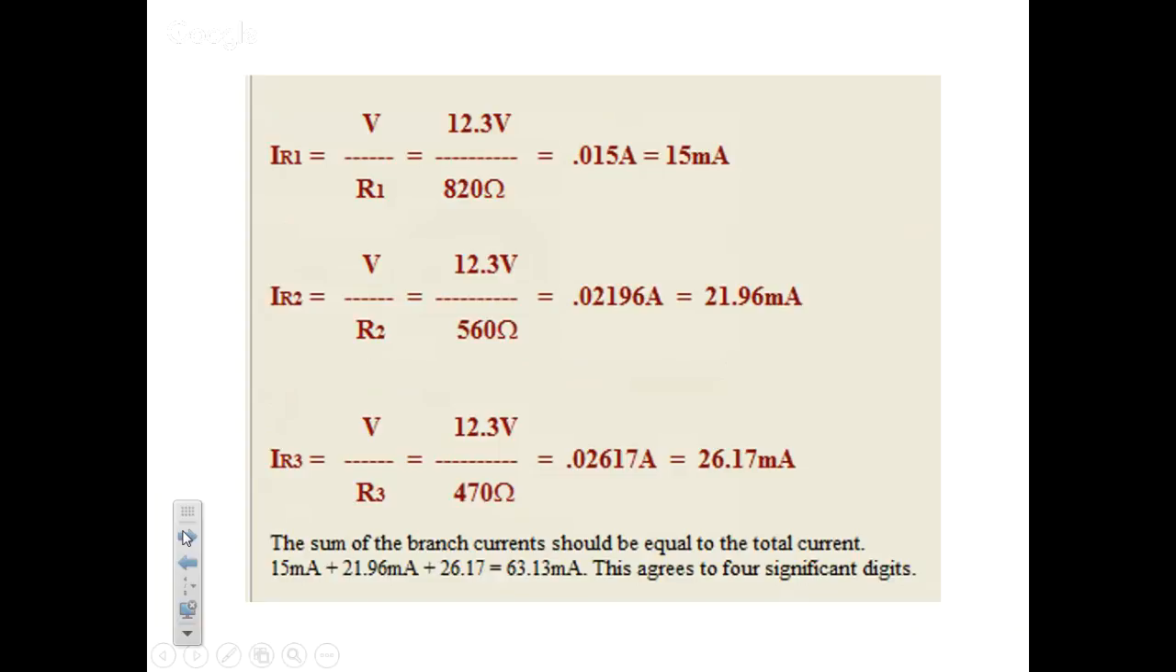All right. Now, right here at the bottom, the sum of the branch currents should be equal to the total current. Are you with me? And it's showing we added up each one of these branch currents to a total of 63.13 milliamps, which was our IT earlier. Okay.